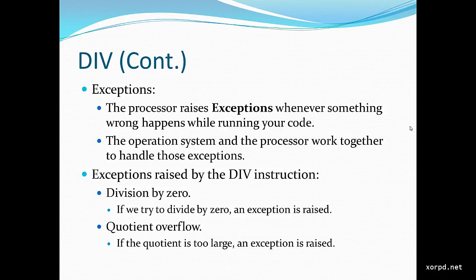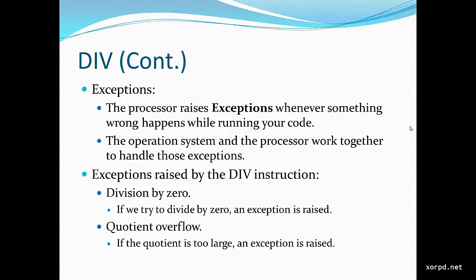The processor actually has some kind of way around it, and we are going to talk about it only a little, because there is some complexity behind it. Maybe in the future we are going to talk about it a bit more. The thing we are talking about is exceptions. The processor raises exceptions whenever something wrong happens while running your code. The operation system and the processor work together to handle those exceptions.